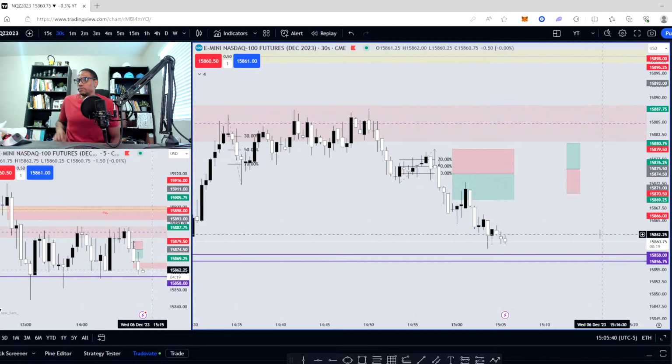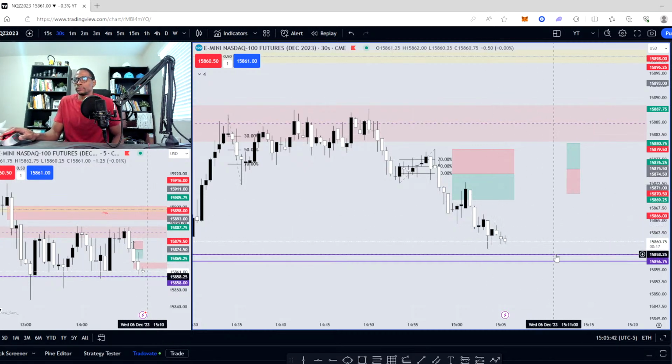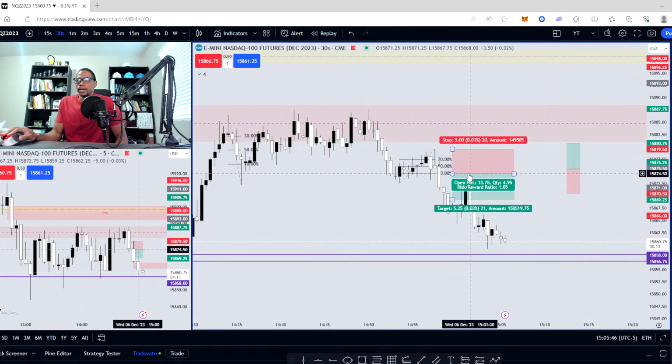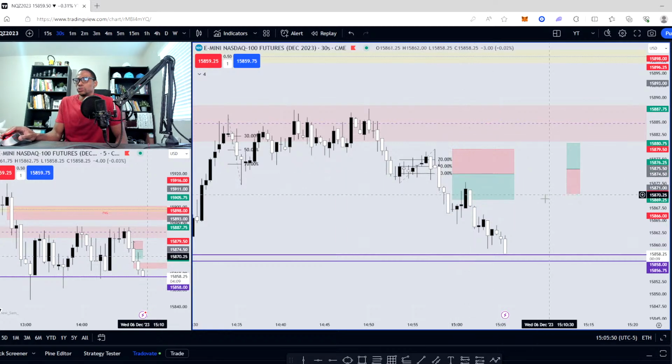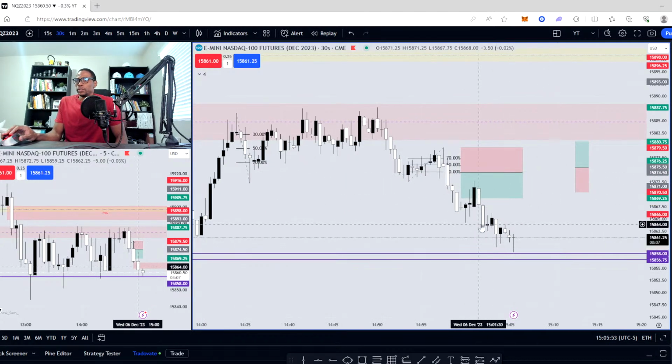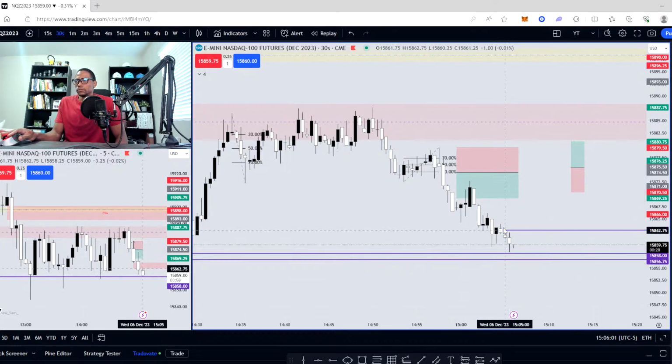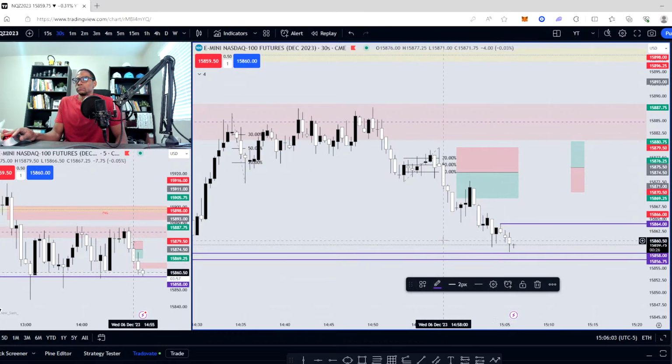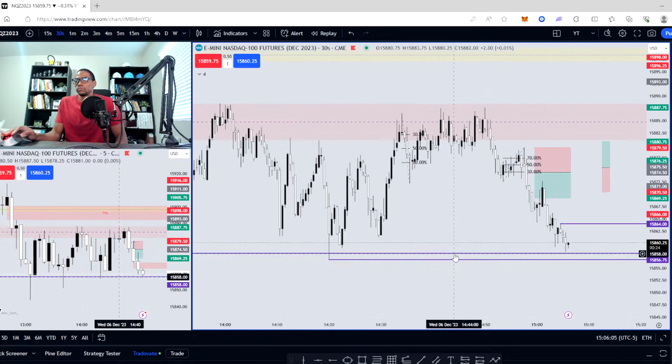Alrighty, I'm back. Okay, so price never did trade back into the 30% retracement to open up this short. However, it did make a lower low. So now we look for a high to be taken. Let's see here.